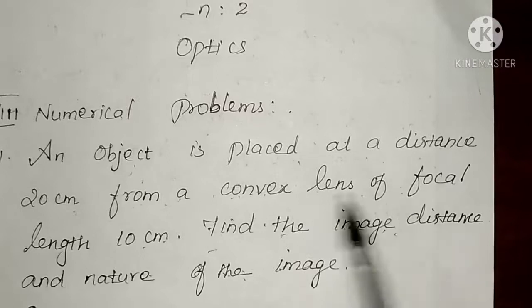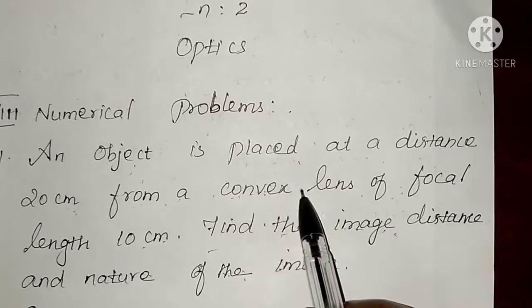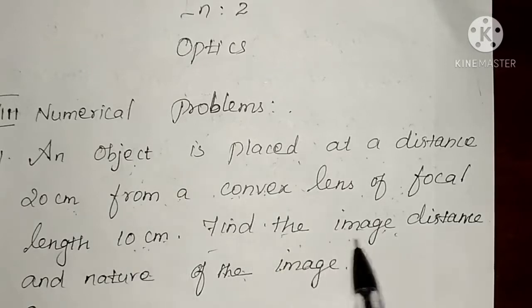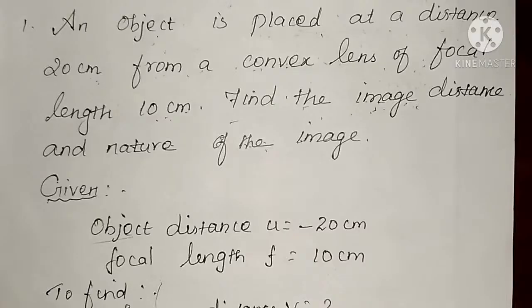Then focal length. Okay, it is a convex lens, so focal length is positive only. Focal length of this convex lens is 10 cm. f is equal to 10 cm. Find the image distance, so v value we have to find. So write the given data first. Object distance u is equal to minus 20 cm. Focal length f is equal to 10 cm.